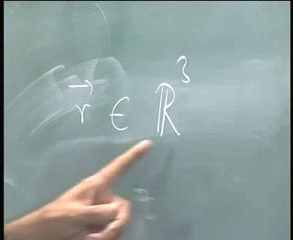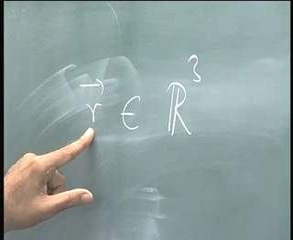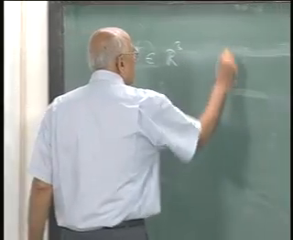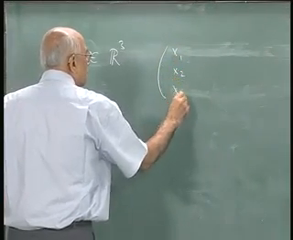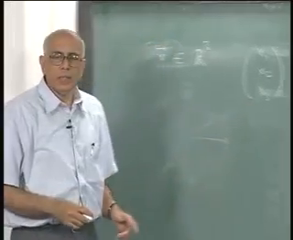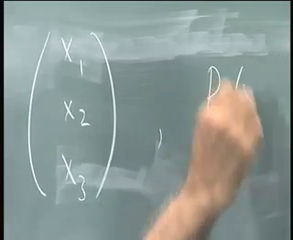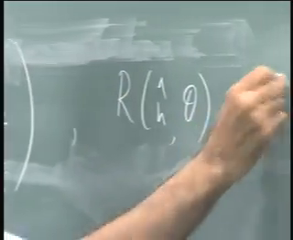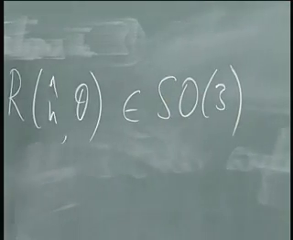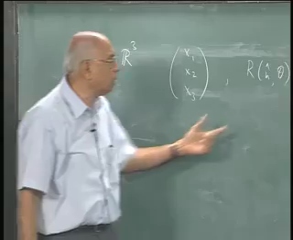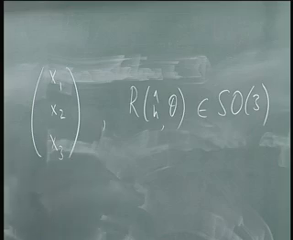From this R3 there is a map, and the map is as follows. Normally I would write a point R in space as either x comma y comma z, or I would simply write it as a column vector, x1 x2 x3. This is the way I would represent it, and then rotations would be represented by R of n and theta, an element of SO3. So points are represented by column vectors and rotations are represented by 3 by 3 orthogonal matrices with determinant 1.